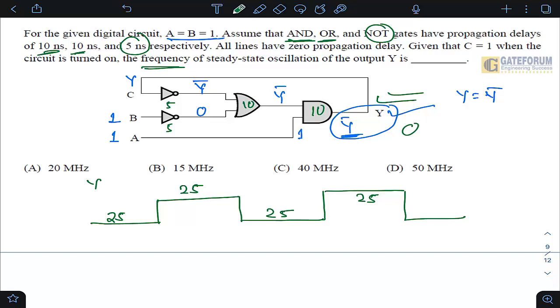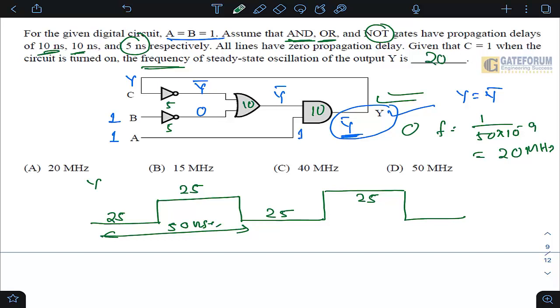So the time period, if you check, the time period is coming as 50 nanosecond. If the time period is 50 nanosecond, f is equal to 1 by 50 into 10 raised to power minus 9. If you check it out, this happens to be 20 megahertz. So the frequency is 20 megahertz. They're asking in what units? Okay, so options are given, right? So yeah, it is 20 megahertz. So answer is option A for this.